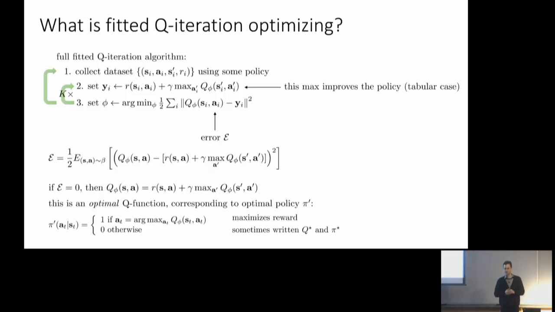Yes? What is the definition of optimality again here for both Q and pi? The definition is that it maximizes the reinforcement learning objective, meaning that the expected reward under pi is as large as it can possibly be for any pi.